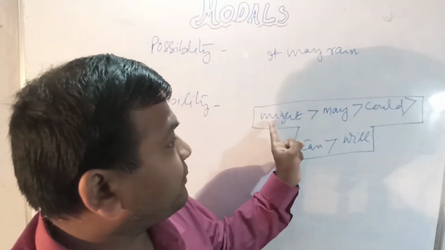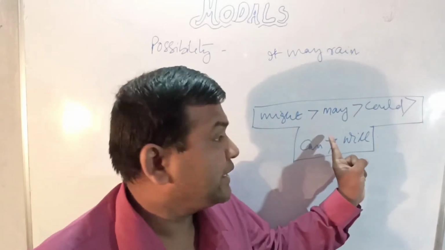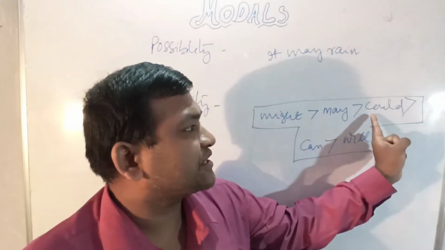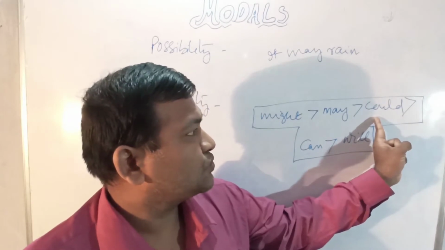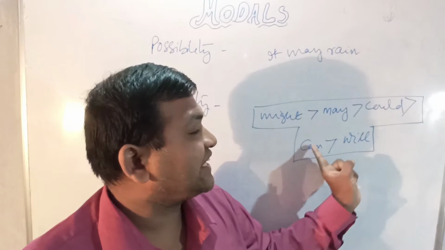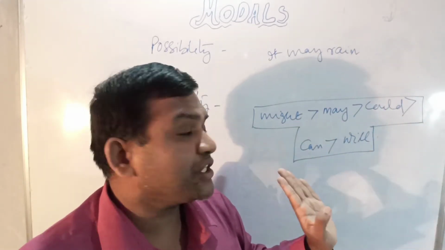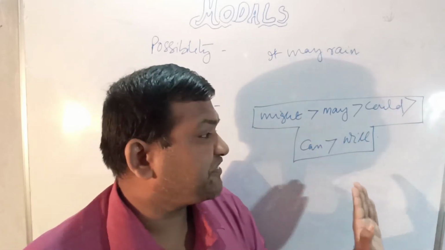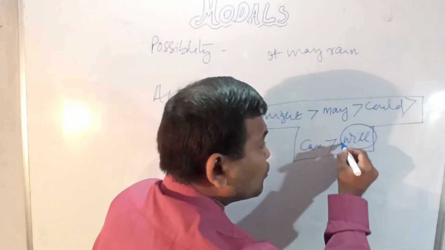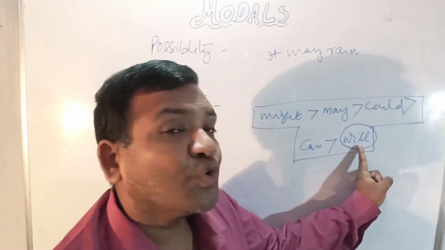Might is greater than may. May is greater than could. Sorry, could is greater than may. Then can is greater than could, and will is greater than can. So more confidence is there with will.